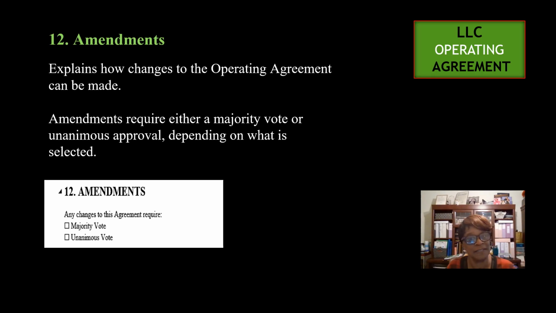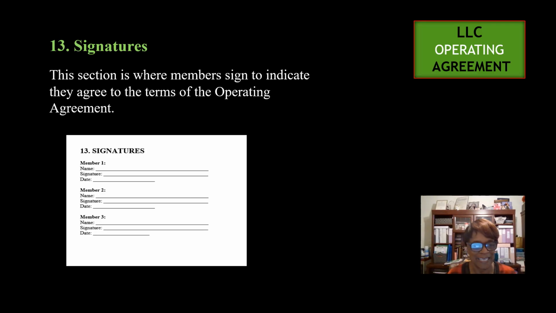Number 12 is the amendments section. It explains how changes to the operating agreement can be made. Amendments require either a majority vote or unanimous approval, depending on what's selected. As you can see at the bottom, it shows what I have in the filing template, and you would just check whichever one applies for your organization. Just go down and check whether it's majority or unanimous. Simple, isn't it? And number 13 are your signatures.